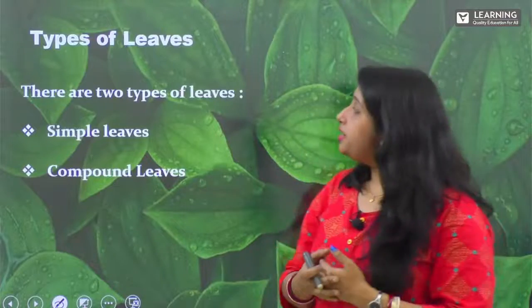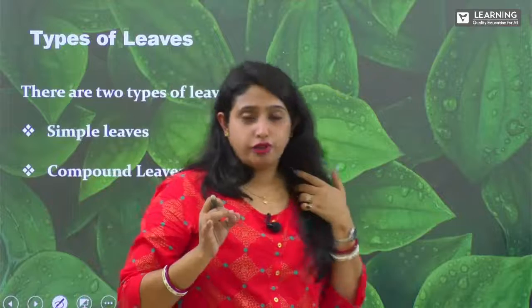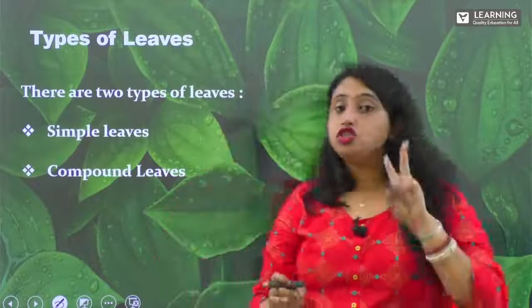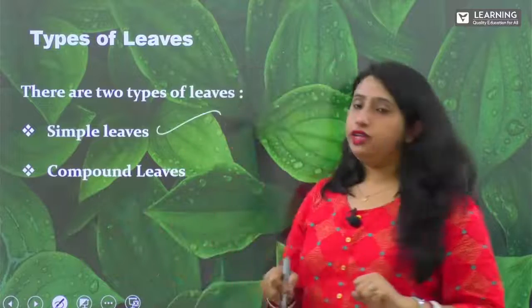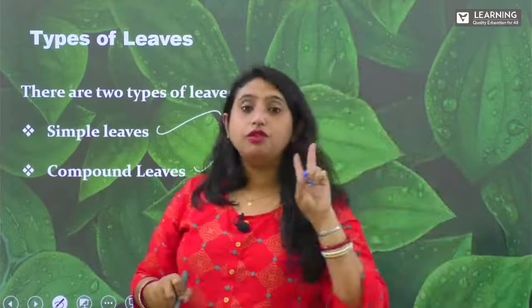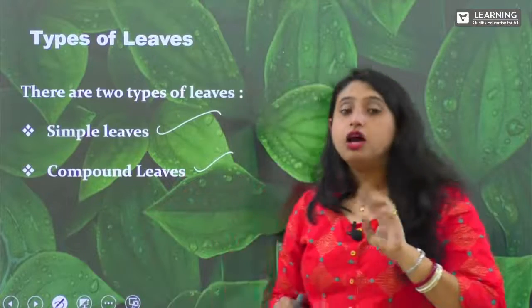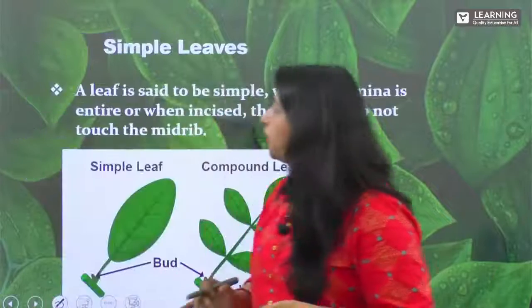So now let us understand what are the various types of leaves. There are various types of leaves. So leaves are mainly divided into two types. One is your simple leaves, okay? And the next one is your compound leaves. So there are basically two types of leaves: one is your simple leaves and the other is your compound leaves.